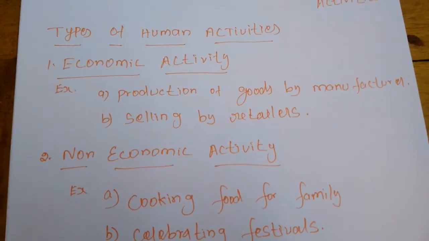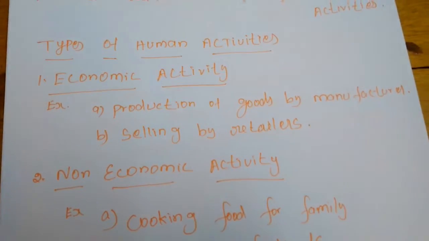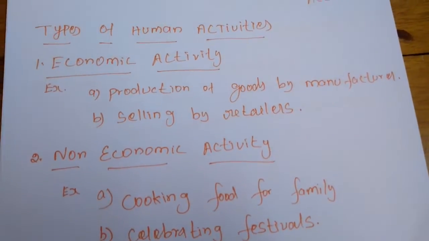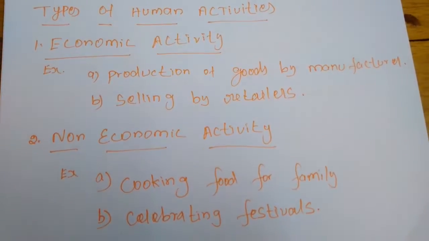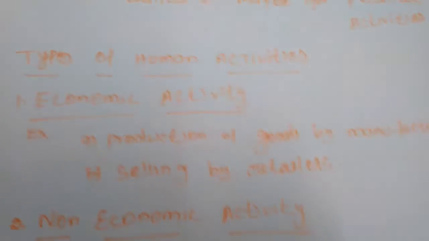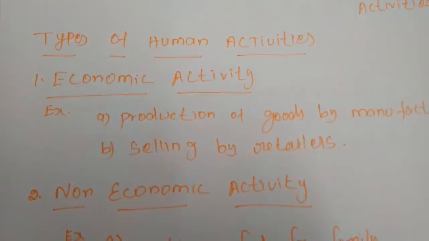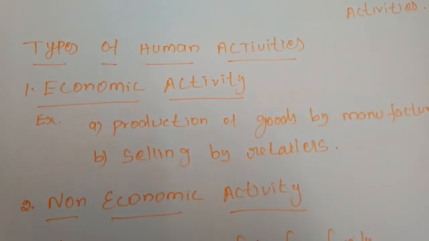Normally we consider human activities as personal activities, but elaborately, we consider human activities as two types. What are the two types? The first one is economic activity and the second is non-economic activity. First we will see the economic activity. What do you understand by economic activity?